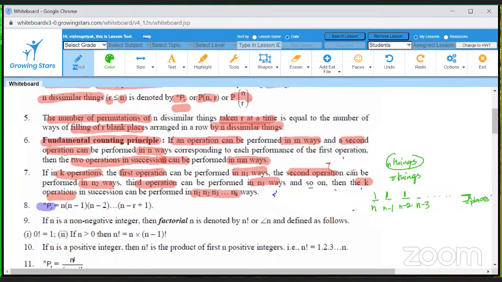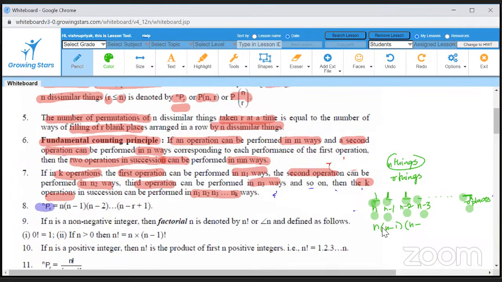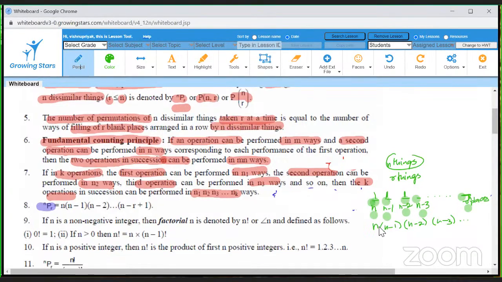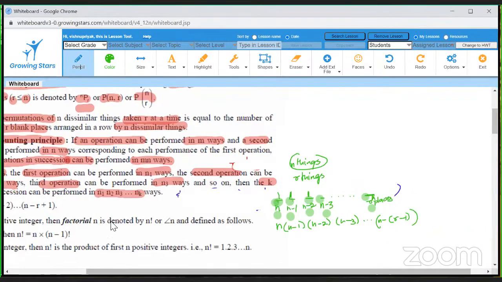Like this, total you have to do r number of works. First work in n ways, second work in n minus 1, n minus 2, n minus 3, up to the rth work. Total r works are there. So these can be done in n into n minus 1 into n minus 2 into n minus 3, like that, up to n minus (r minus 1) for the rth place. That is how you got it.